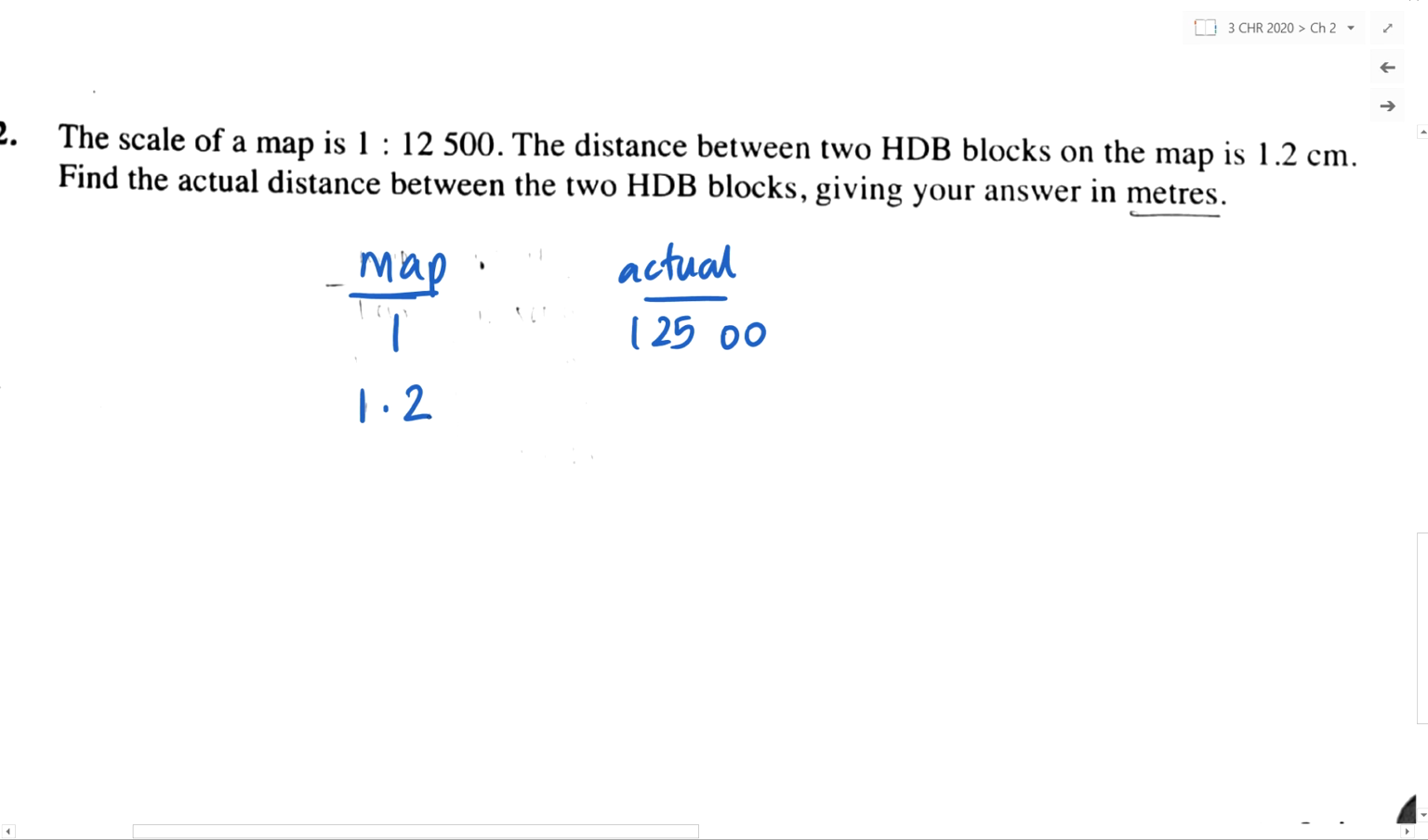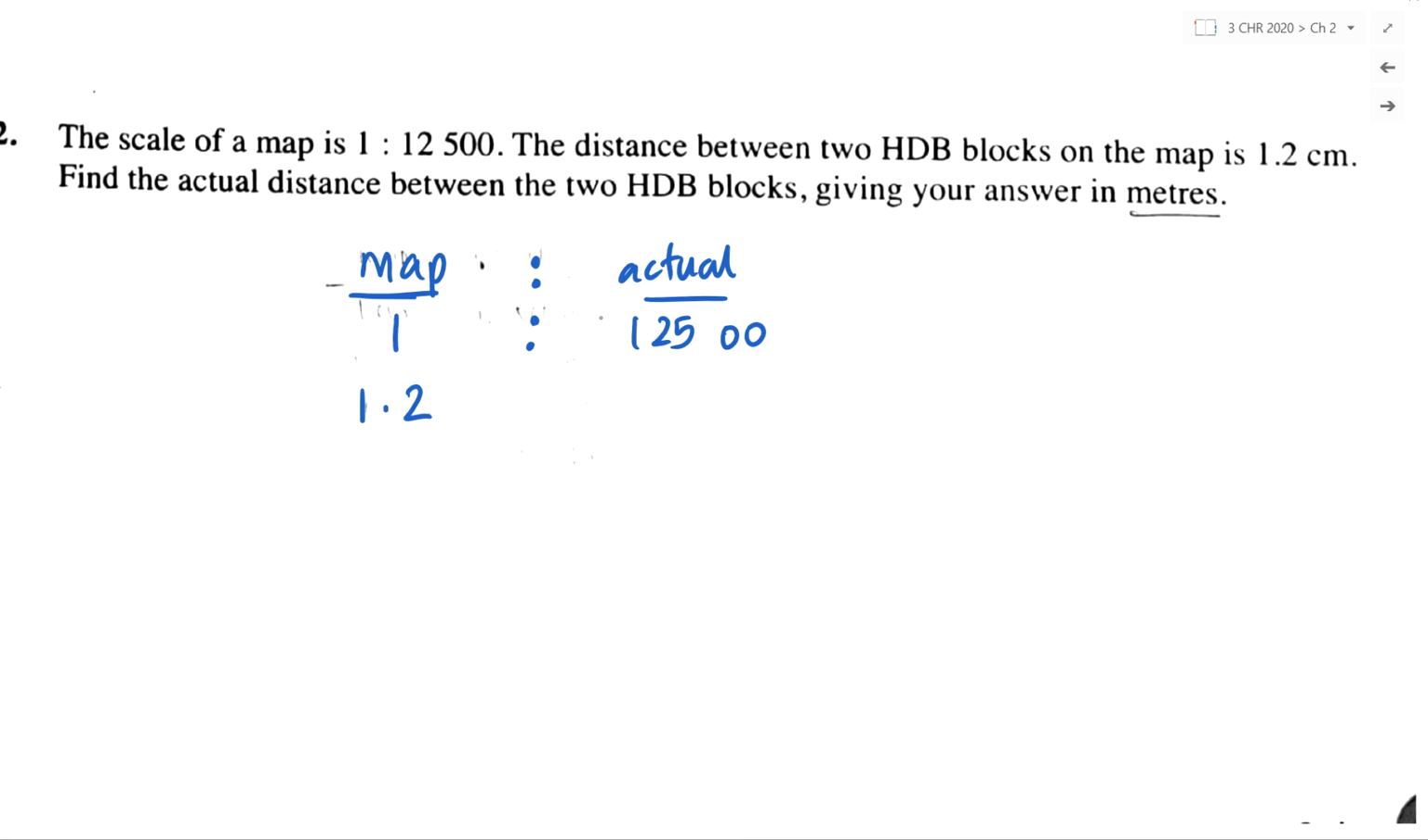Is it a divide or times? How do we get from here to here? Times what? What do we multiply by? 12500. Okay, it is proportion. It is a ratio. Okay, over here there is a ratio. So to go from 1 to 12500, I multiply by 12500.